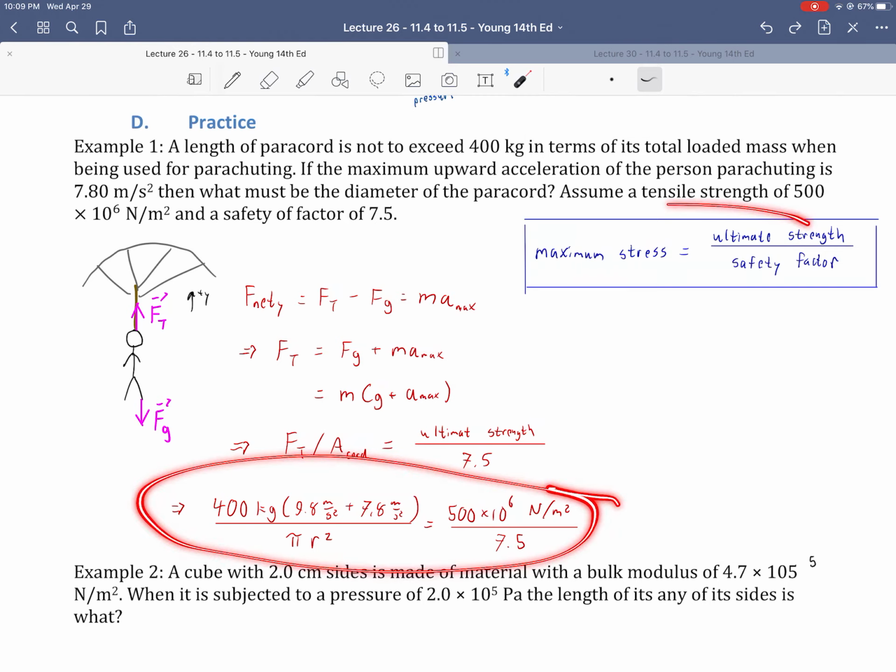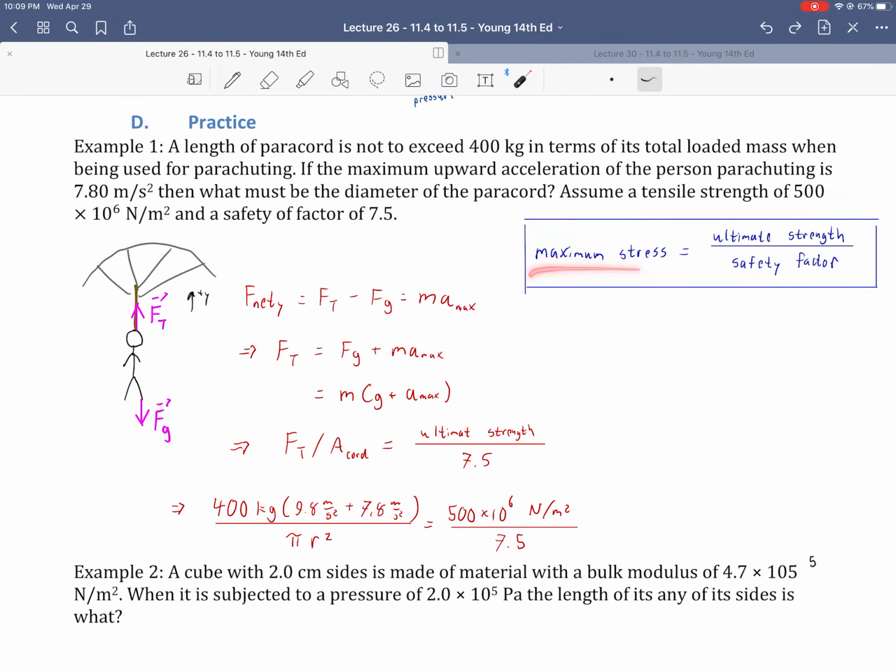Hopefully it makes sense. Again, we're just fitting our numbers into the definition of safety factor and its relation to maximum stress and ultimate strength. All right, so let's go ahead and solve for R. Okay, so here then I'm solving for R. I leave it symbolic so you can see what it would look like to solve for R in a similar problem.